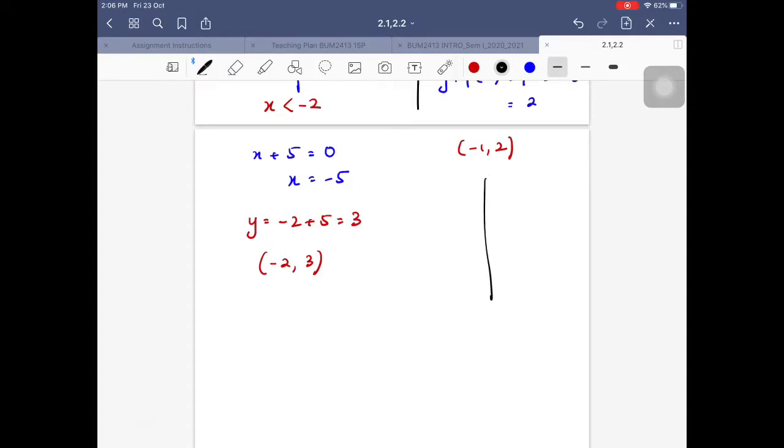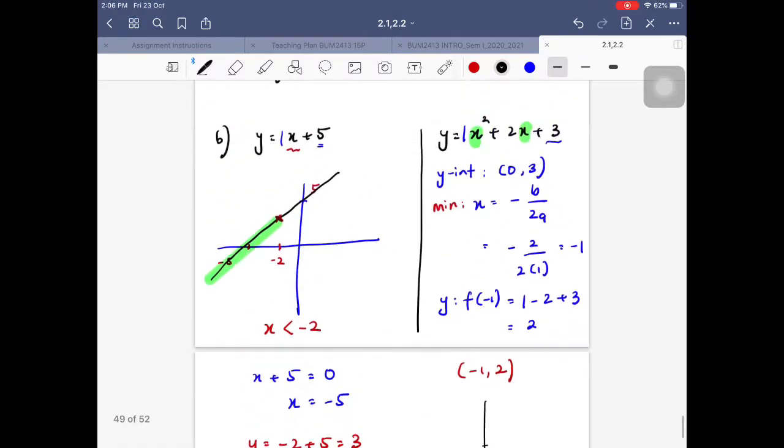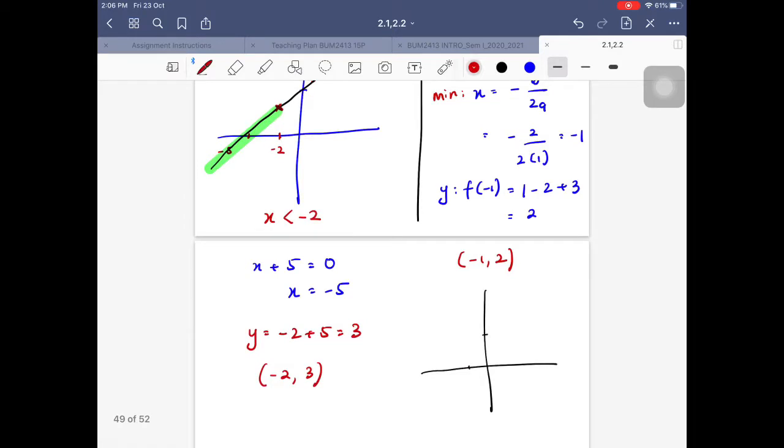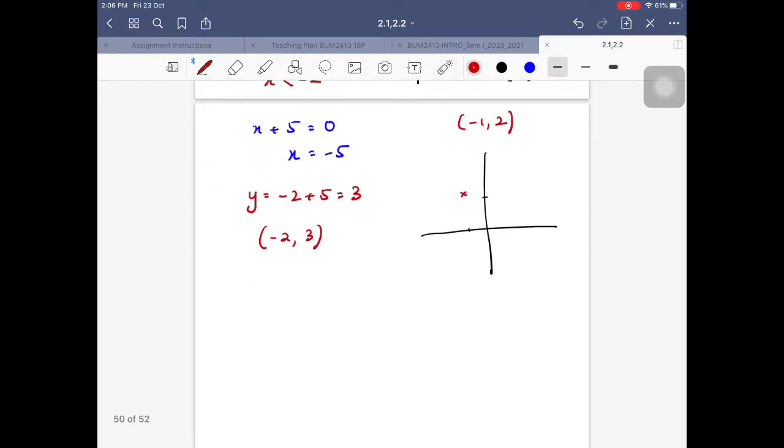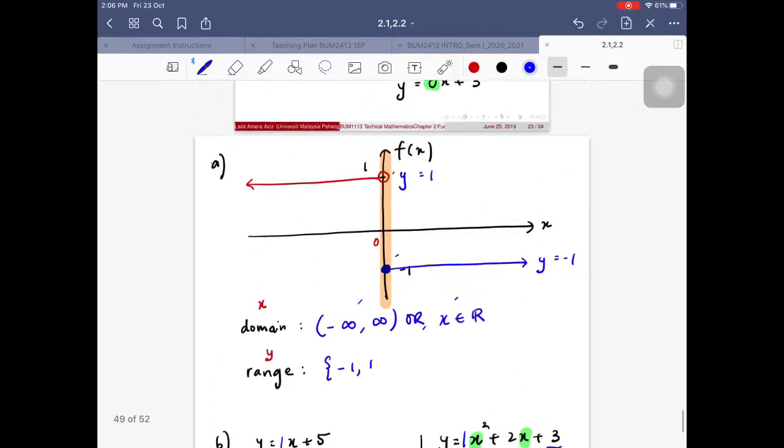Okay, so basically we have the information already. And if I were to sketch this, my minimum value is going to be at (-1, 2), somewhere over here. So this is where the minimum is, and it's going to intercept at 3. So let's say this is 2 and this is going to be 3. So this is where the intersection happens. So my graph is going to look like this.